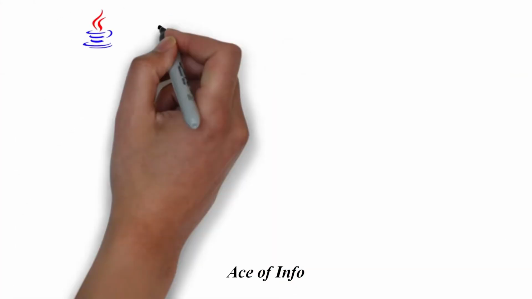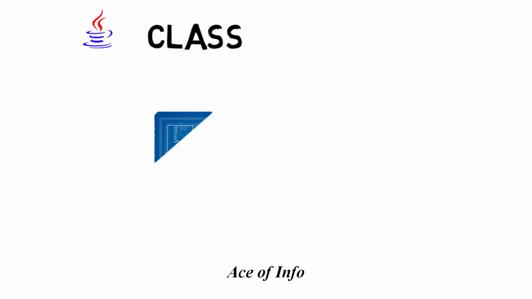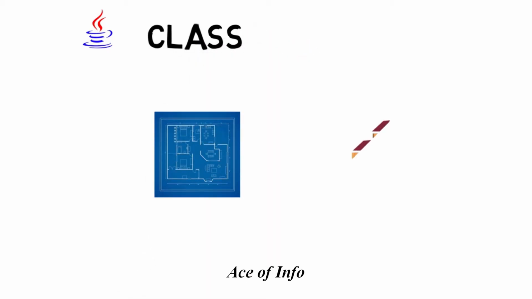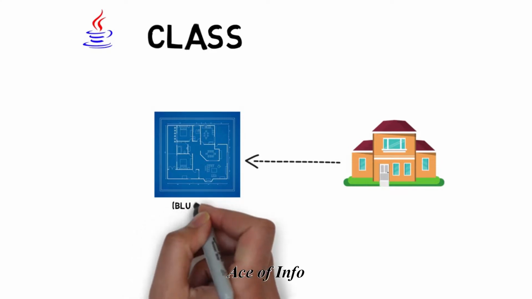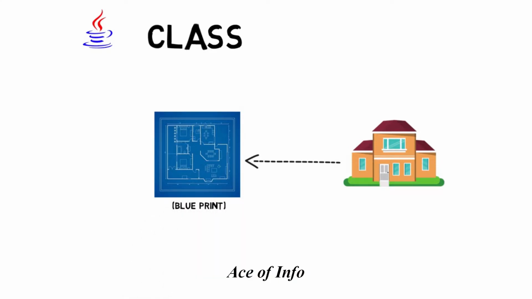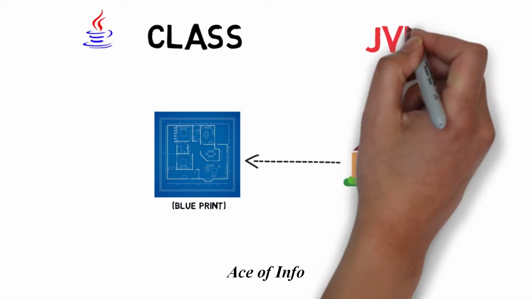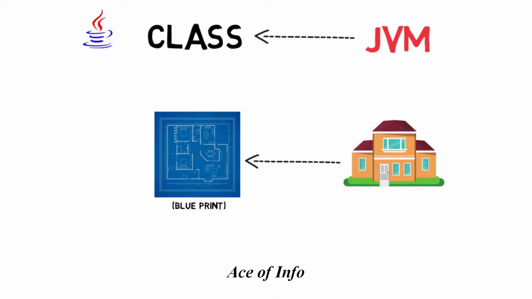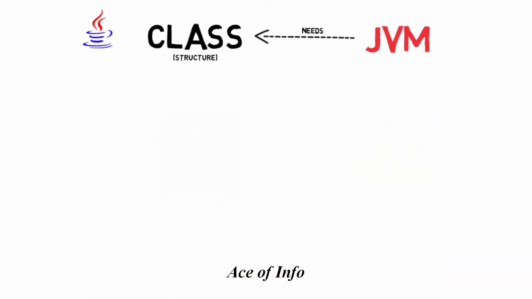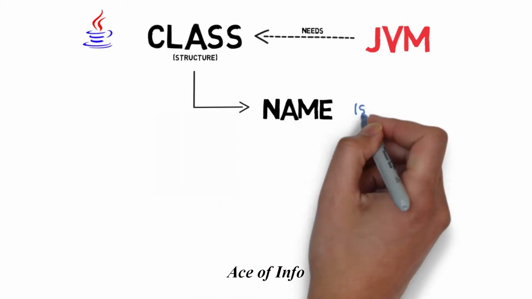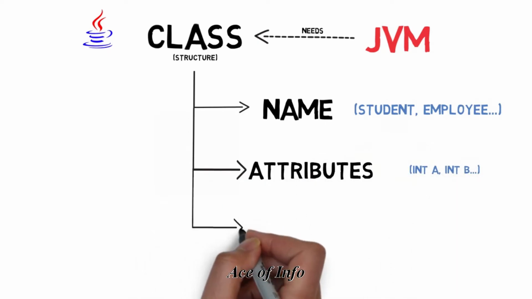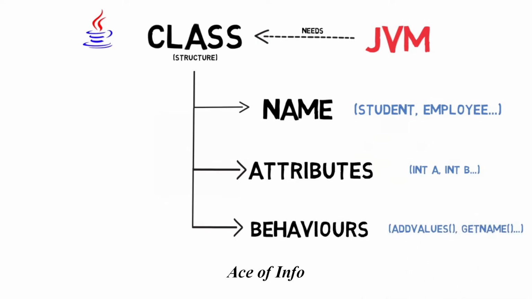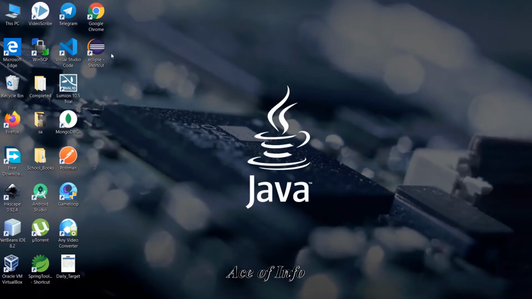Okay, now what is a class? We say it is the blueprint of the object. If you are going to build a house or tower or something, first you need the structure, right? Or in other words, the blueprint. In Java, the same scenario happens. When you are creating an object, your JVM, which is short for Java Virtual Machine, needs a structure to build that object. So that structure is called a class. A class has a name and attributes like these and behaviors like these. Now let's code and see what happens with them.